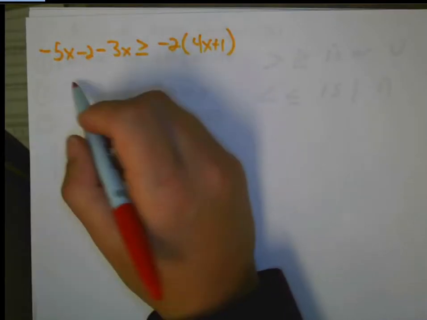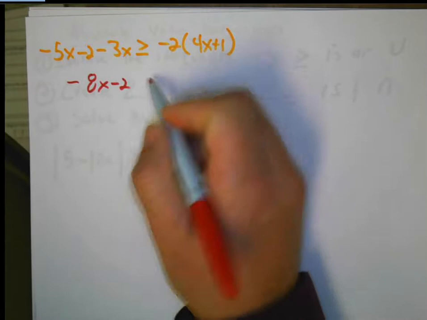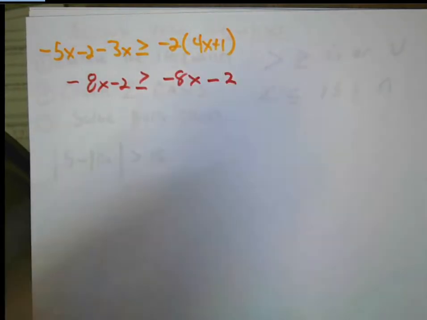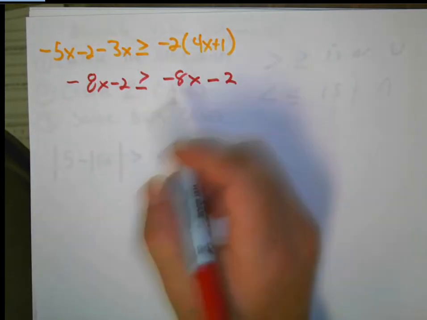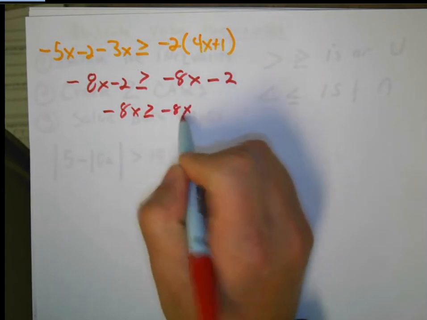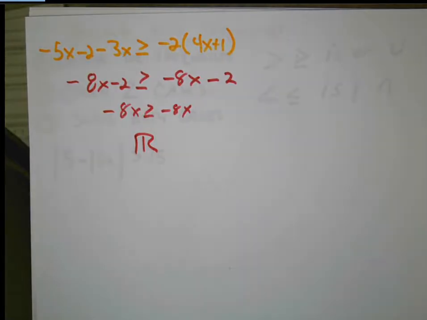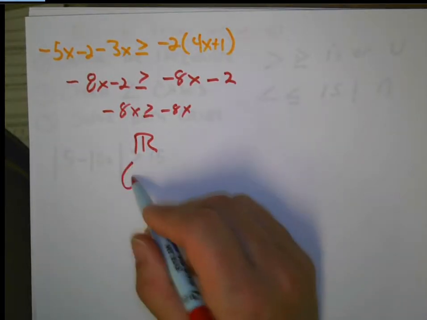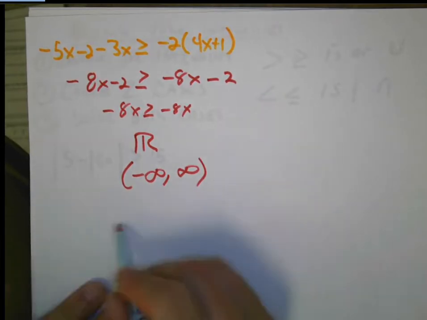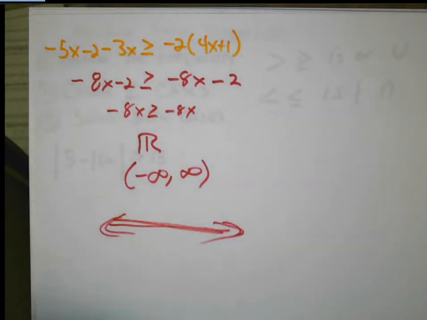This one, we're going to combine our like terms. So you got negative 8x minus 2 is greater than or equal to negative 8x minus 2. And then if I add 2 to both sides, I get negative 8x is greater than or equal to negative 8x. Wait a minute. That is all reals. What's that look like? Negative infinity to infinity. And on the number line, it'd just be like this. That was a fun one.